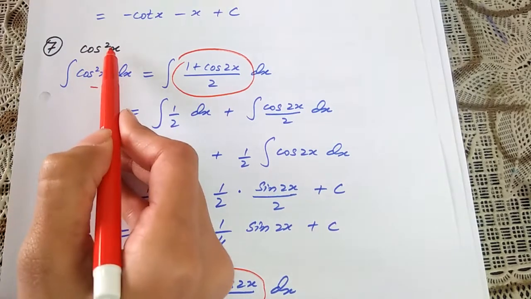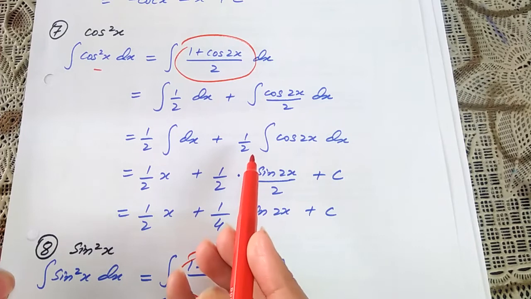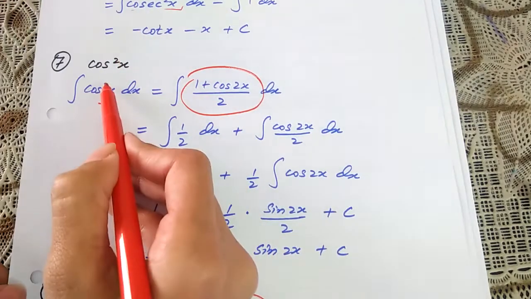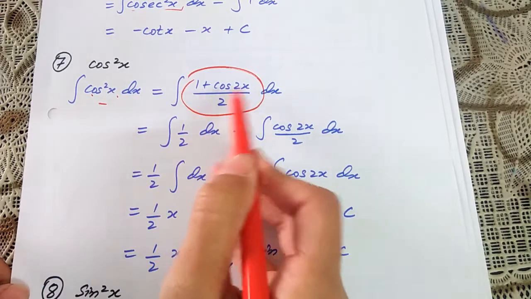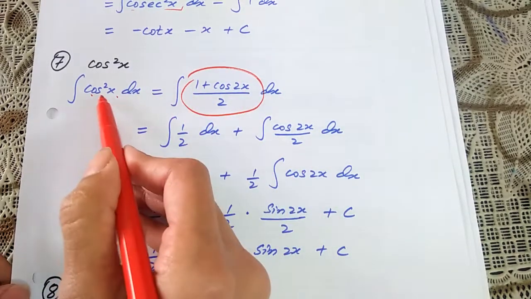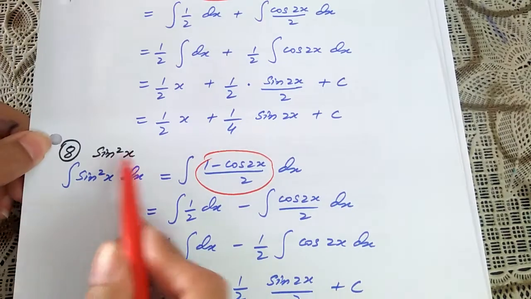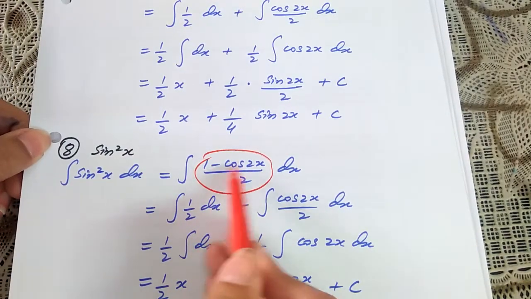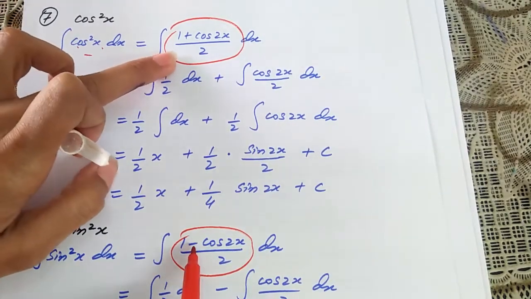Because normally cos square of x and sin square of x also come in integration by parts as well. So we will just replace cos square of x with this formula. Just memorize this formula, that this is equal to 1 plus cos 2x divided by 2. And the sin square of x is always equal to 1 minus cos 2x over 2. Both the formulas are the same, but with the opposite sign.